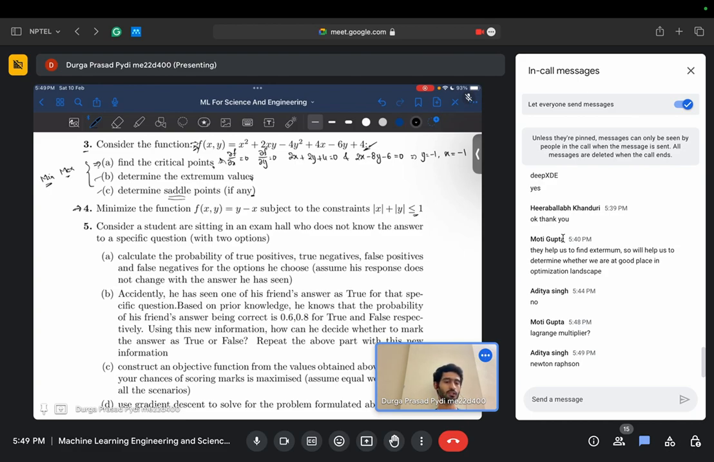Newton-Raphson. Okay, how do you use Newton-Raphson? The Newton-Raphson method is actually useful to solve a set of nonlinear equations. So how do you put constraints into your equation?